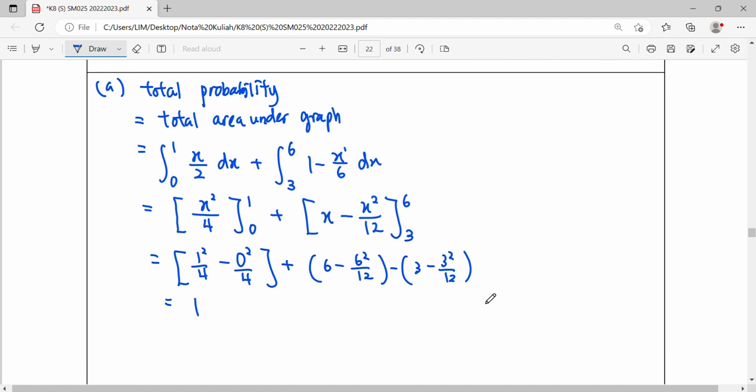Is it equals to 1? Look like it is equals to 1. Therefore, you need to do conclusion. This x is continuous random variable.